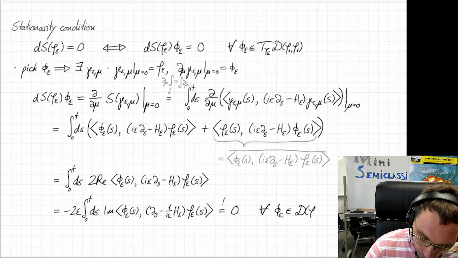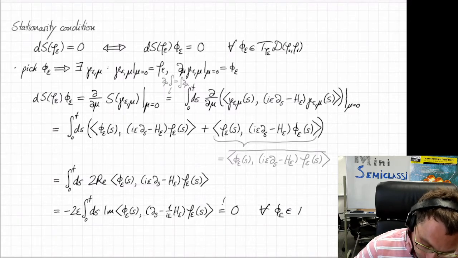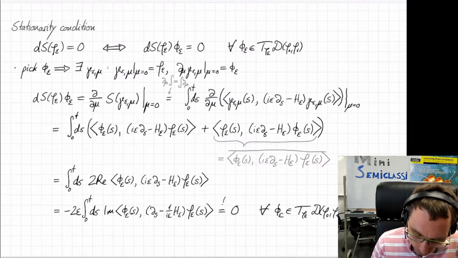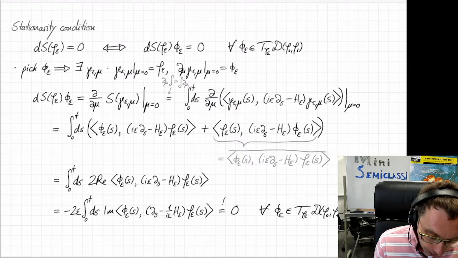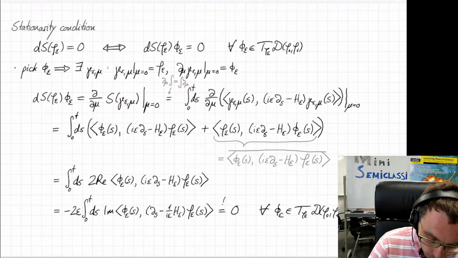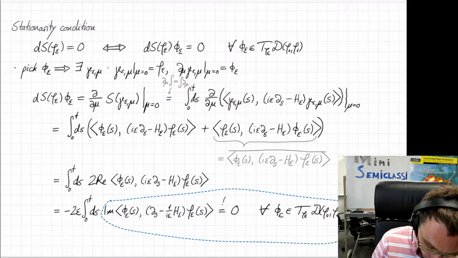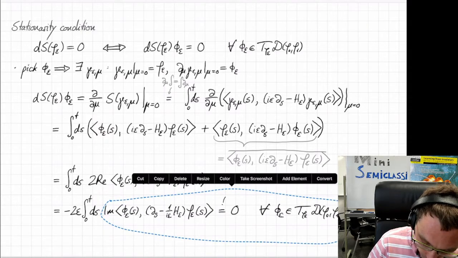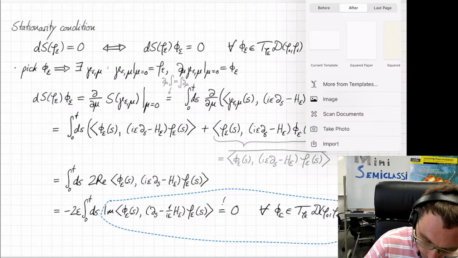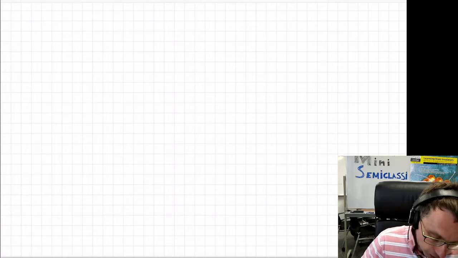Oh, sorry. So this has to be tangent to the domain at phi epsilon. Okay, so I can just copy and paste this condition here and proceed on the next page.